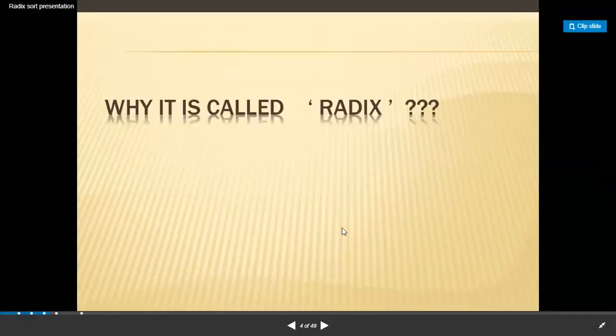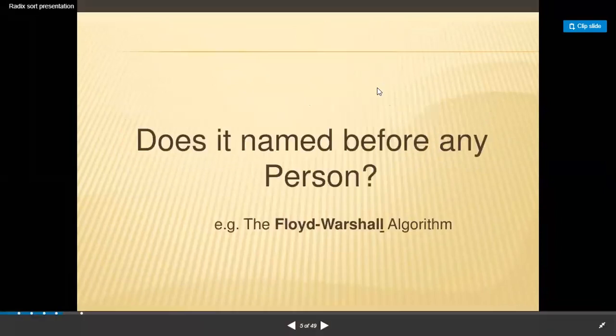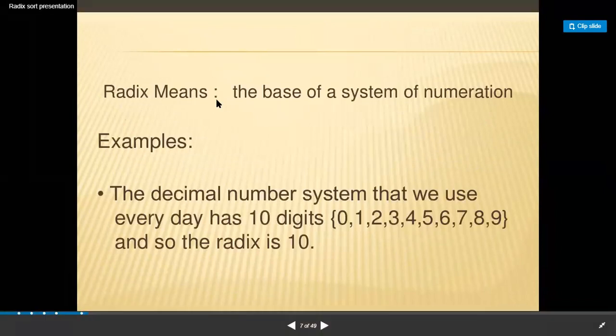Now first of all, why is it called Radix? Is it named after a person, like the Floyd Marshall algorithm? Is it named after scientists Floyd and Marshall? The answer is no. This is called Radix Sort because Radix means the base of a system of numeration. For example, the decimal number system that we use every day has 10 digits, so the Radix is 10. That's why it's called Radix Sort.